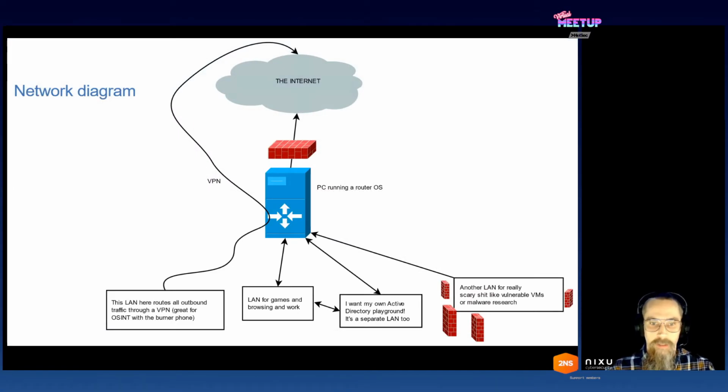And here's a network diagram I made myself. Basically, here I can see that there are a couple of LANs and firewalls and things.